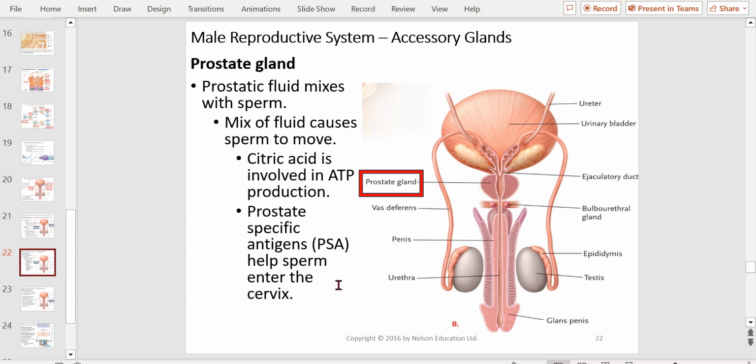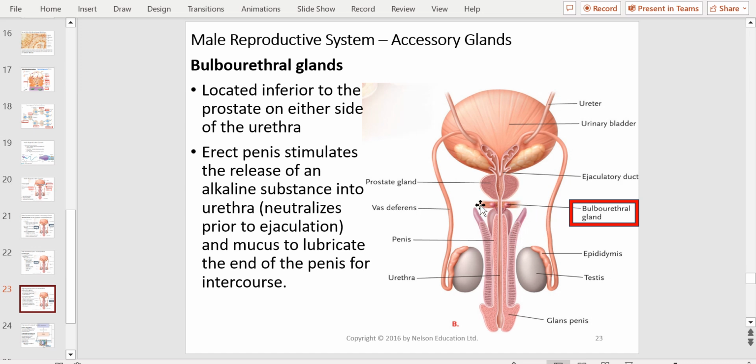Prostate gland: here we're talking about prostatic fluid mixing with the sperm. The mix of the fluid causes the sperm to move. Citric acid is involved in ATP production. The prostate-specific antigens, or PSAs, help sperm enter the cervix. There you go.